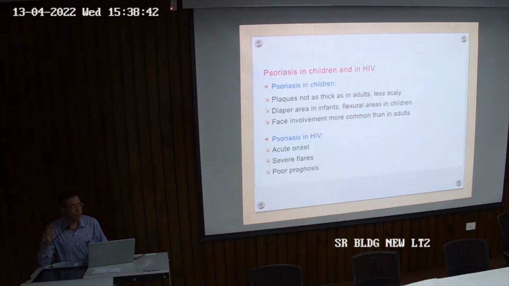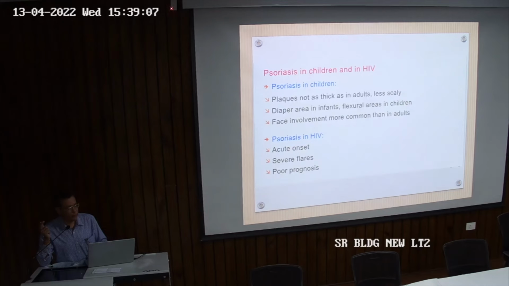Then psoriasis in children is a little different. Plaques are not as thick as in adults, and less scaly. The diaper area in infants can also be involved. If the diaper area is involved, it is usually confused with diaper dermatitis or napkin rash. But if it is not getting treated, we should consider psoriasis.